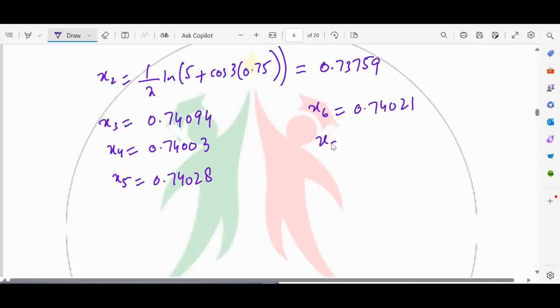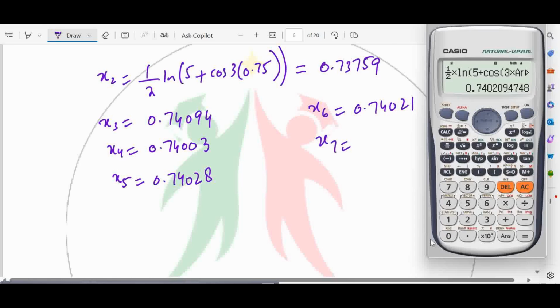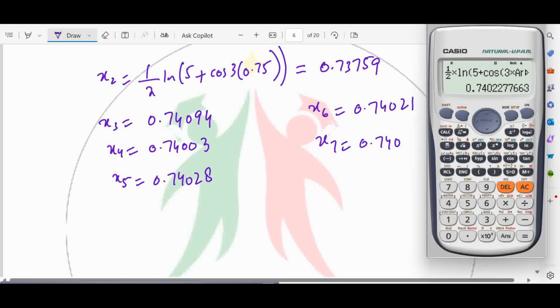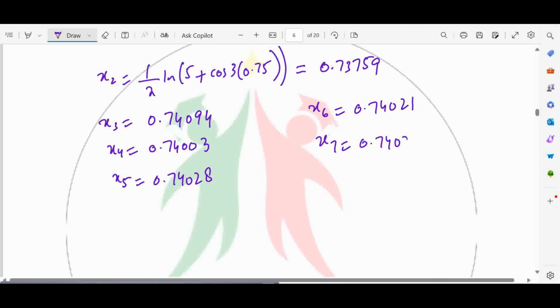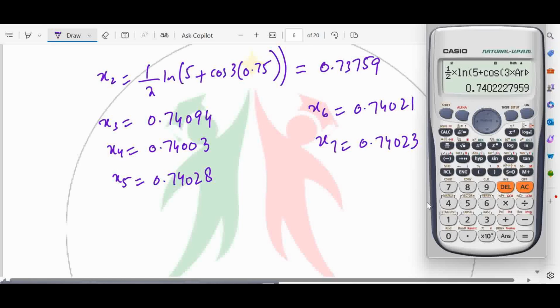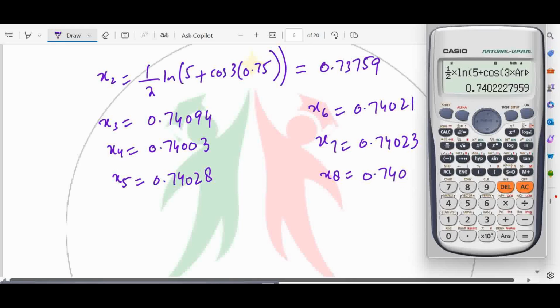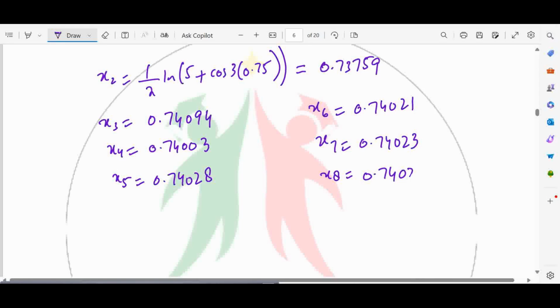Then x7 will be equal to 0.740, 23. Then x8 will be equal to 0.740, 22. Okay.